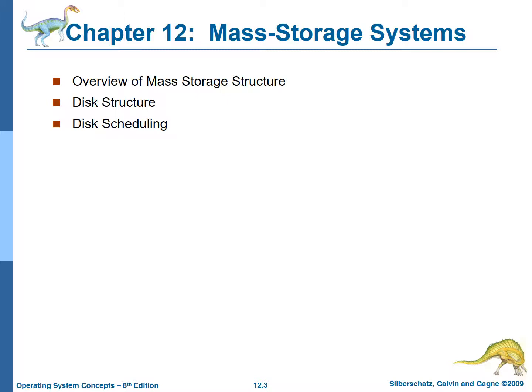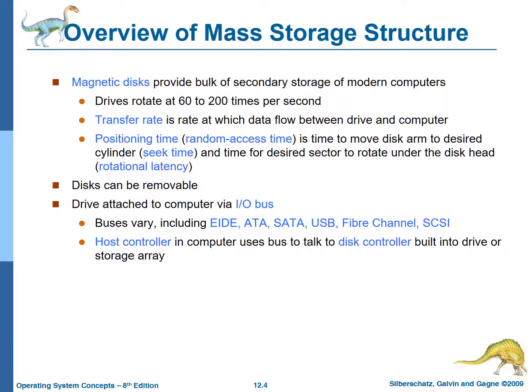Chapter 12 Mass Storage Systems has three topics: overview of mass storage structure, disk structure, and disk scheduling. Overview of mass storage structure.